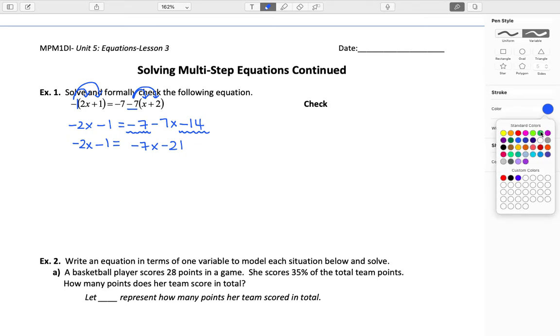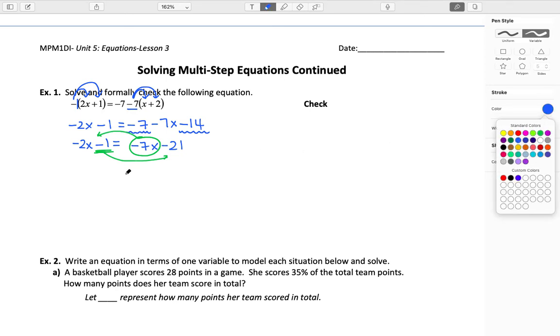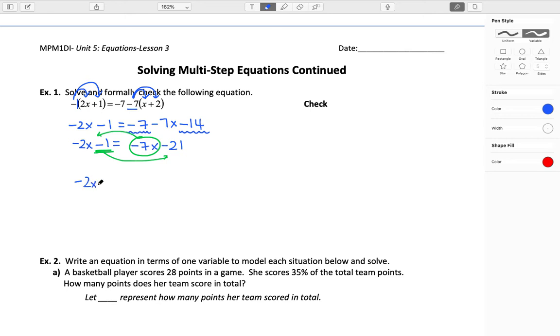And then after that, we are going to collect the like terms. I'm going to bring -7x to the left side, and -1 to the right side. Every time you move things over, you do the opposite sign. So on the left side, I already have -2x, and it becomes +7x. On the right side, I already have -21, and -1 will become +1, opposite sign. Therefore, I get 5x equals -20.